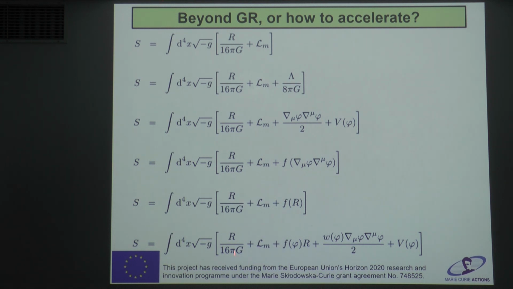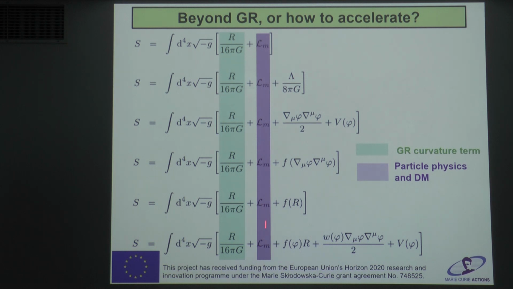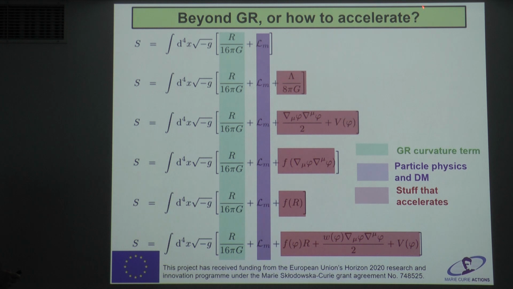So I have written the Einstein-Hilbert action with some extra terms here. All of them need to have the GR curvature term, and of course all of them need to have particle physics and dark matter. Now, if you have nothing here, you don't have acceleration of the expansion, so this will be the old Einstein-de Sitter model. Now GR, because you need to have stuff that accelerates the expansion of the universe, has this Einstein cosmological constant.